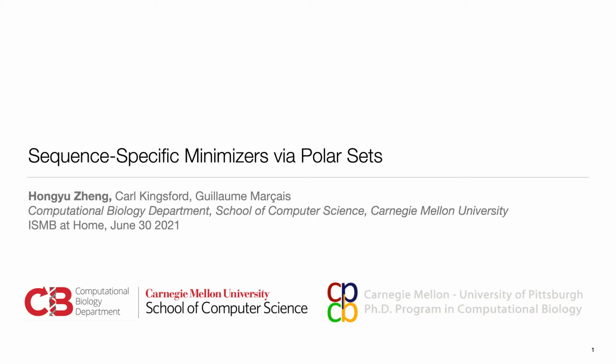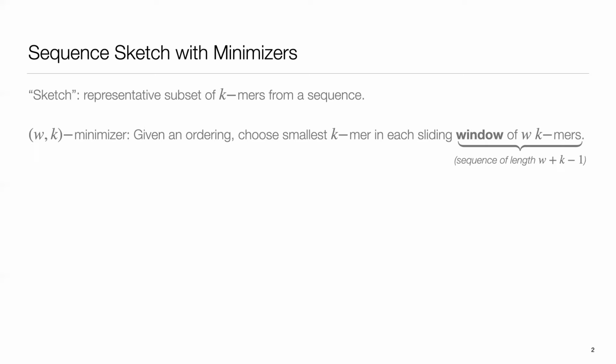So to start, let's define what is a minimizer. Minimizers are methods to perform sequence sketches. Here sketches means a representative subset of k-mers from a given sequence. The way a minimizer works is it has three parameters. The first two, w and k, indicate how long the windows are and how long the k-mers are. And the third parameter is an ordering between all k-mers.